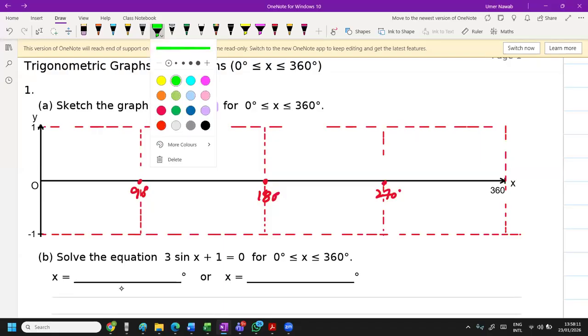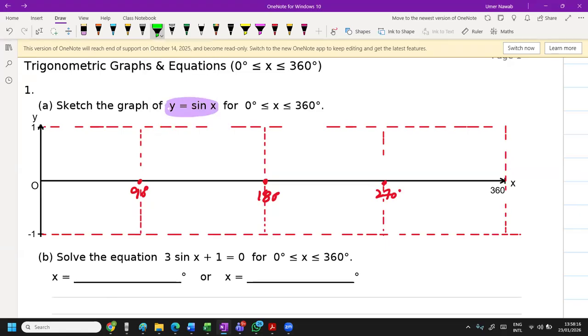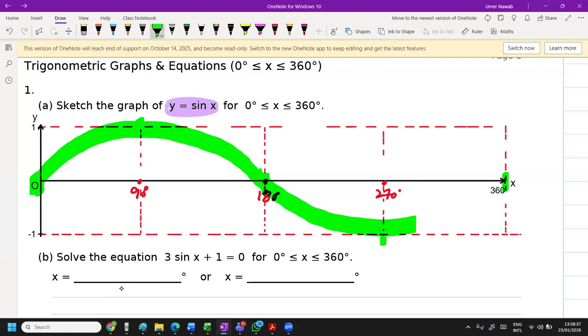Now, the sine graph starts from where? This is 0, sine 0 is 0. Sine 90 is 1. Sine of 180 is 0. Sine of 270 is negative 1 from the calculator. Sine of 360 is 0. Can I join the graph? So this is the sine graph.